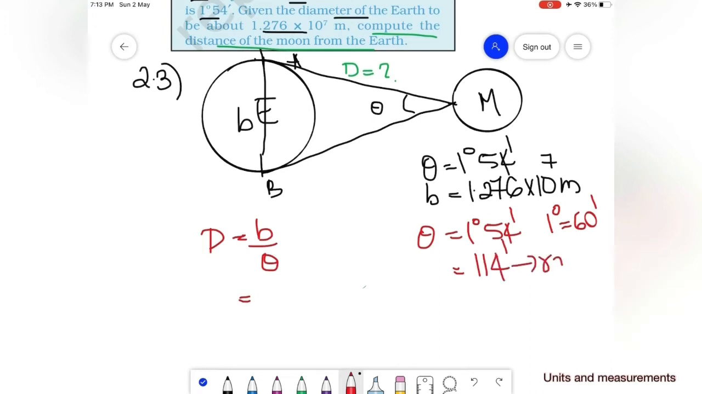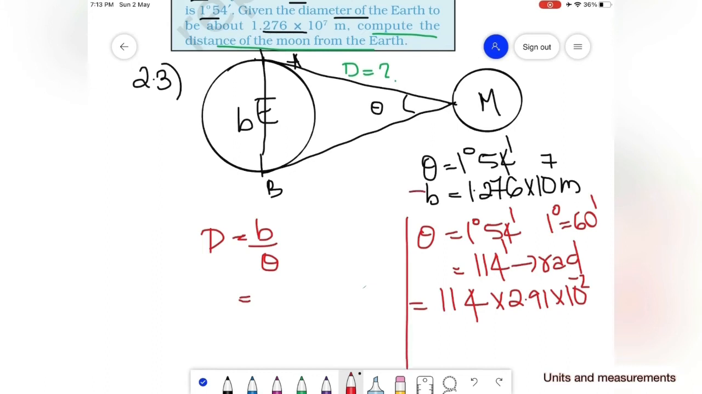All of this calculation, we need to do it in radians. So convert the theta into radians. As you solved in example 2.1, convert the minutes into radians. So theta is equal to 114 into 2.9 into 10 power minus 2 radians, or 114 into pi by 180 into 60. That is how you find the minute value.